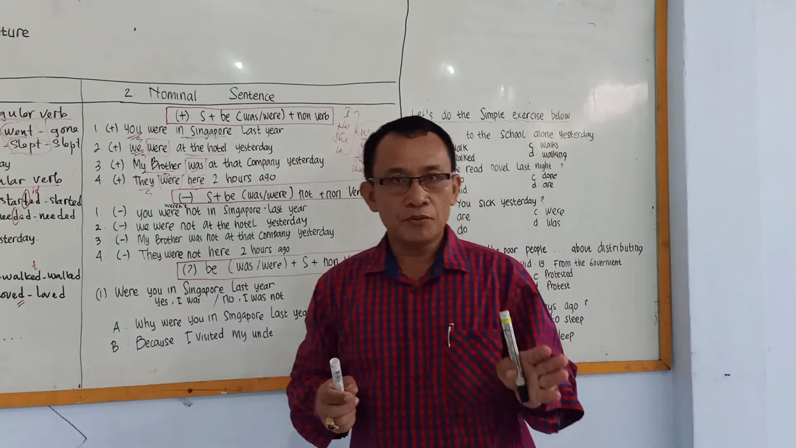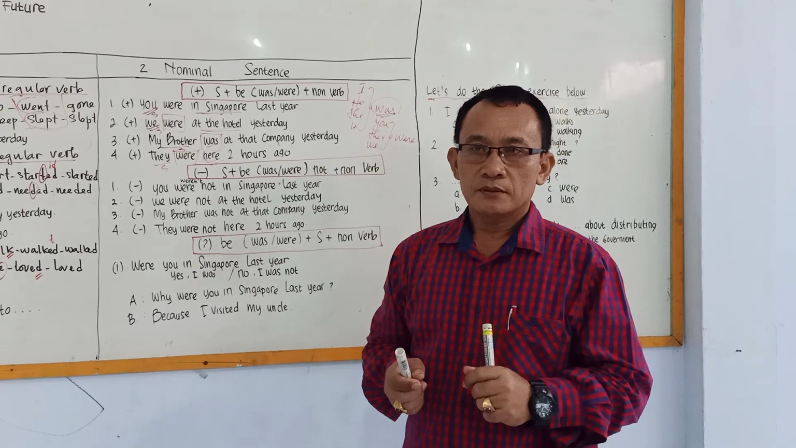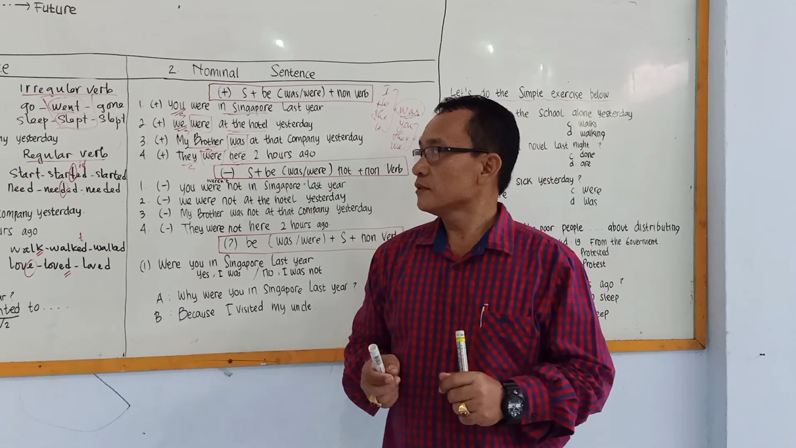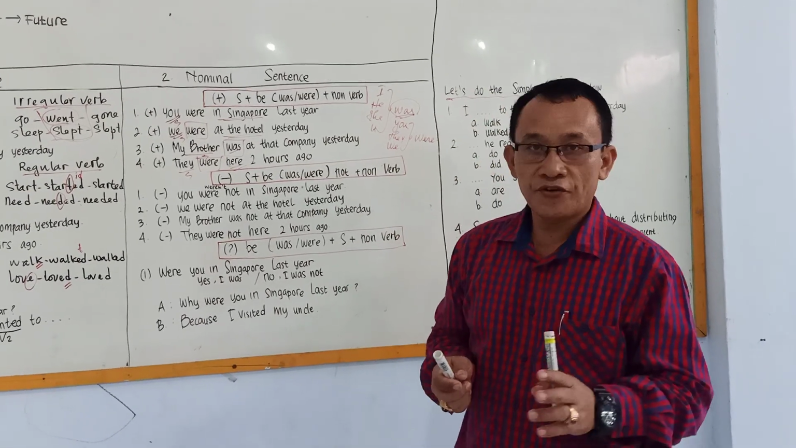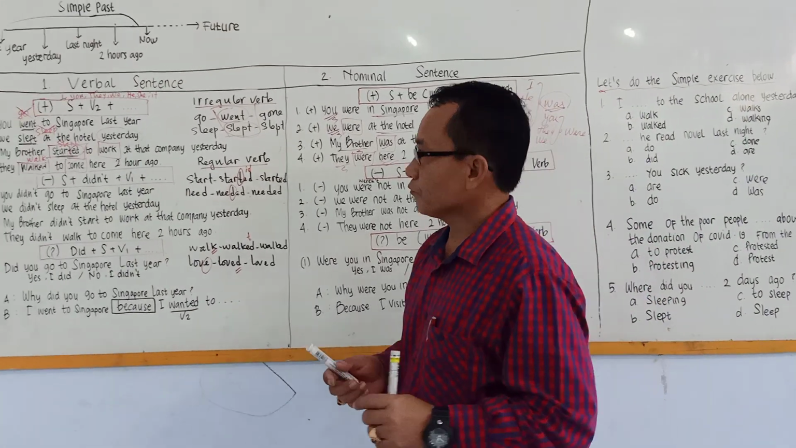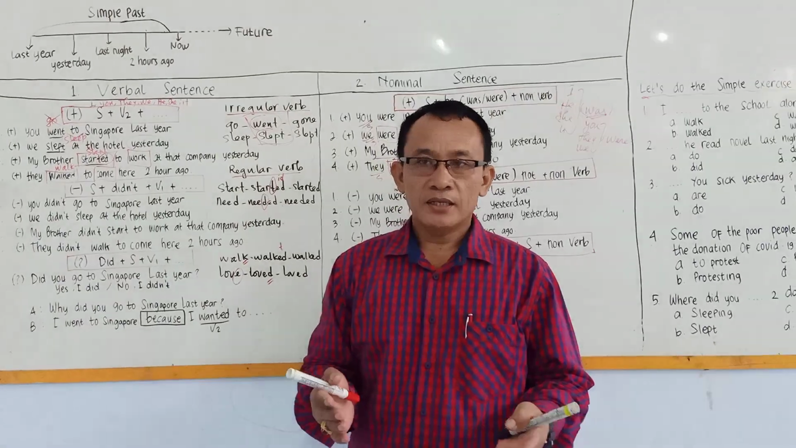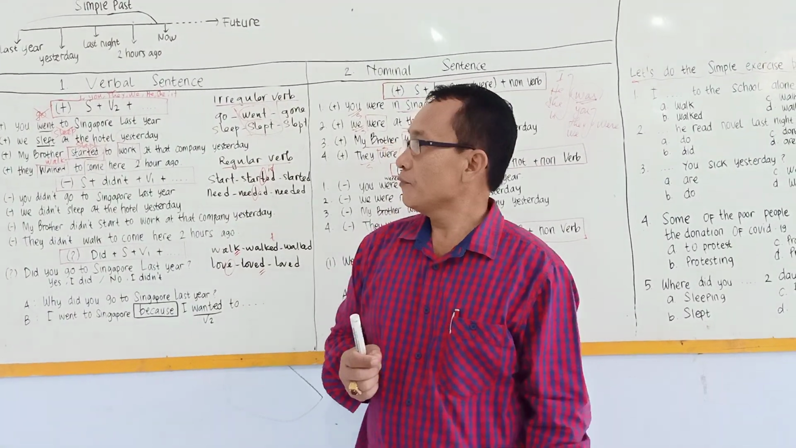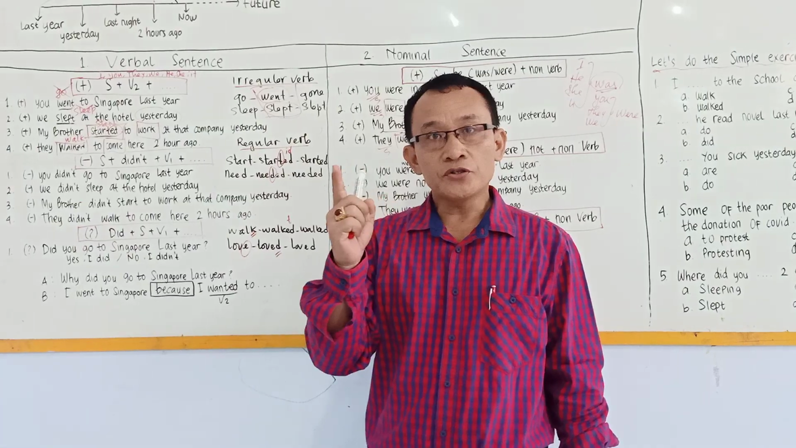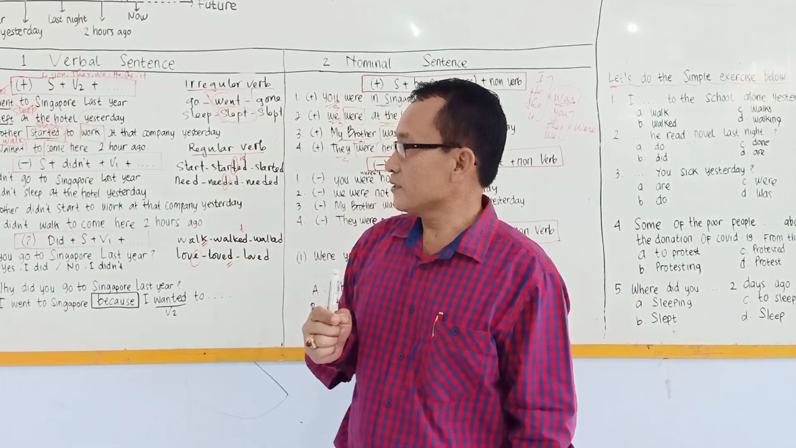Well, positive for verbal sentence and positive for nominal sentence are finished. Now let's go to a negative sentence. How to form a negative sentence for a verbal sentence? Focus on my writing and my explanation, please.